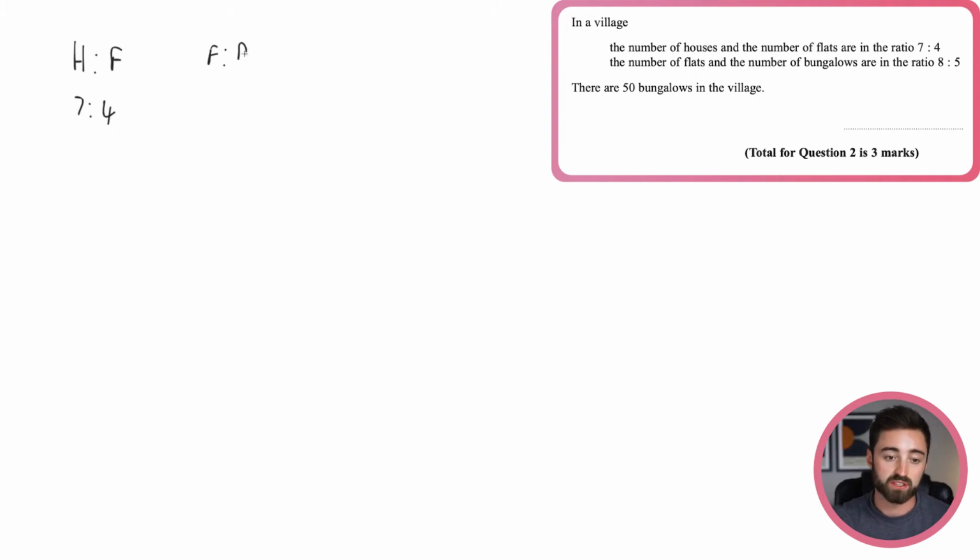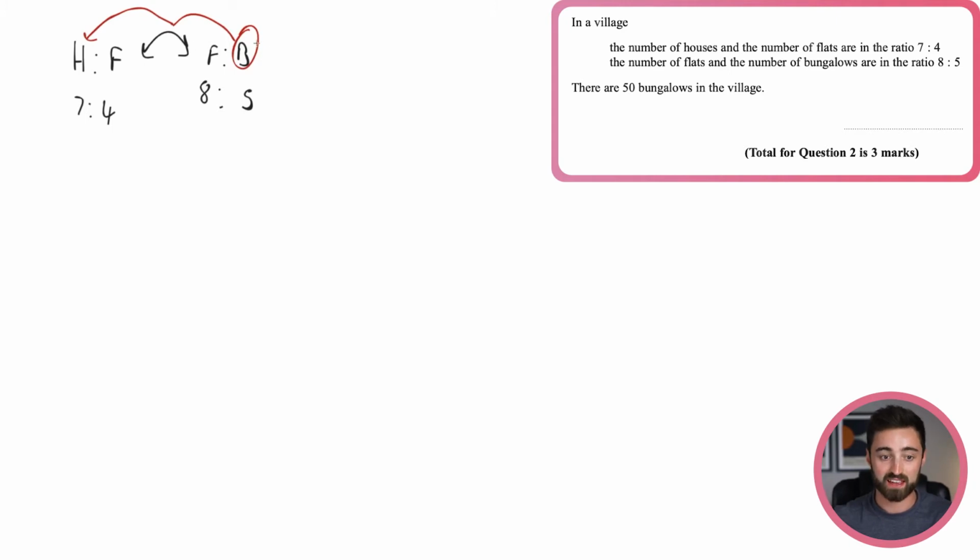So this is an absolute classic, right? It's where they have two ratios and they want you to kind of relate them, right? You can see that the only thing in both of these ratios is the flats, isn't it? So that's the key here. It's somehow getting the flats as the bridge, right? To relate the bungalows and the houses. Because here's the thing, right? We're told that there's 50 bungalows and we want to know the houses. So it's like we're here, right? We need to jump over the flats to get to the houses, okay?